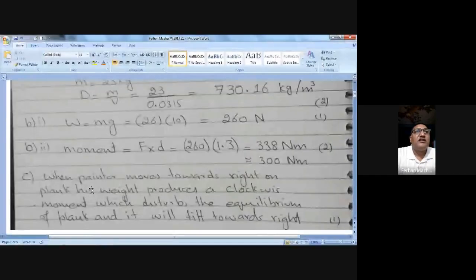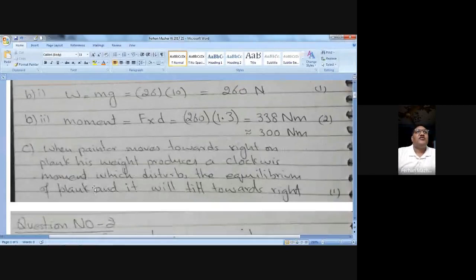I have done this on the paper. On your screen, can you see B second part? Moment is equal to F into D, equal to 260 into 1.3, and the answer will be 338 Newton meter, so approximately 300 Newton meter. It was a 2-mark question, so I hope that you have understood it.